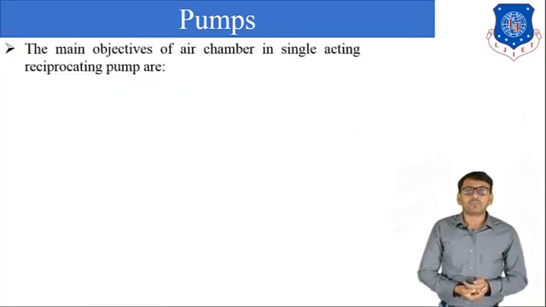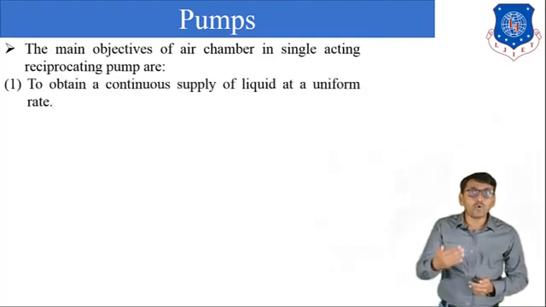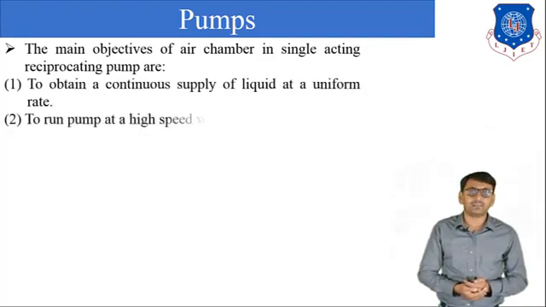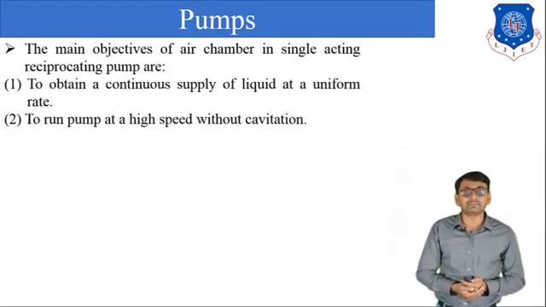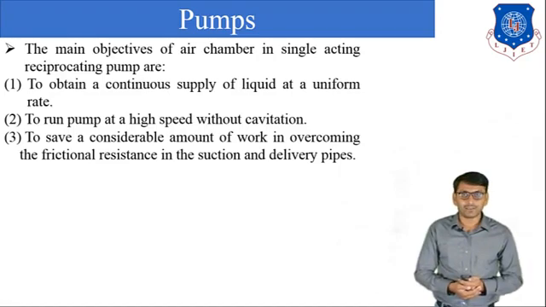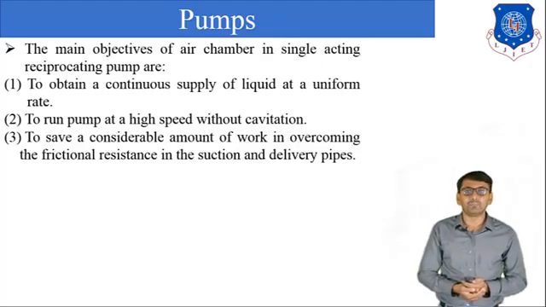Now the main objectives of the air chamber in the single acting reciprocating pump are: first, to obtain a continuous supply of liquid at a uniform rate. Second, to run the pump at a high speed without any problem. And third, to save a considerable amount of work in overcoming the frictional resistance in the suction and delivery pipes. So these are the three main functions of the air vessel in the single acting reciprocating pump.